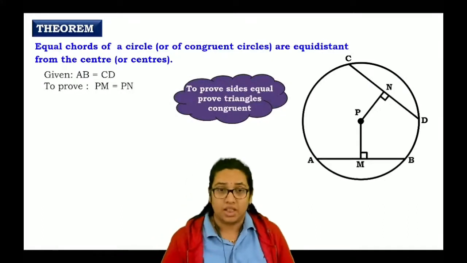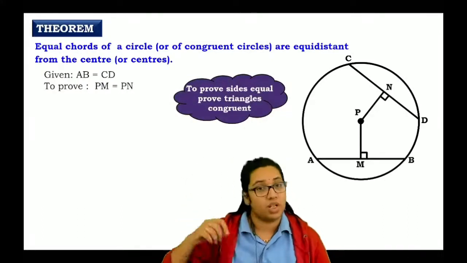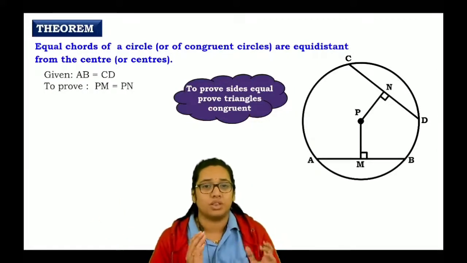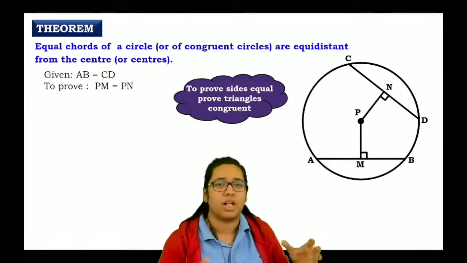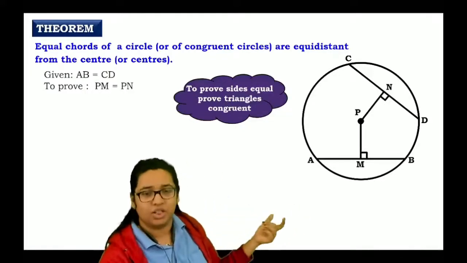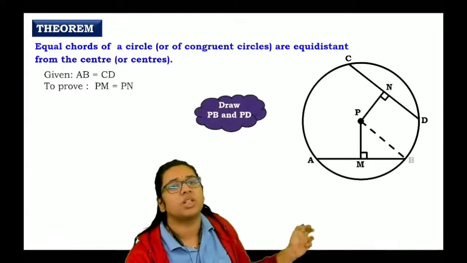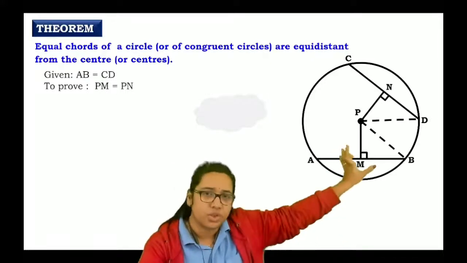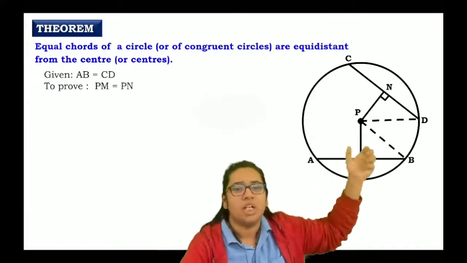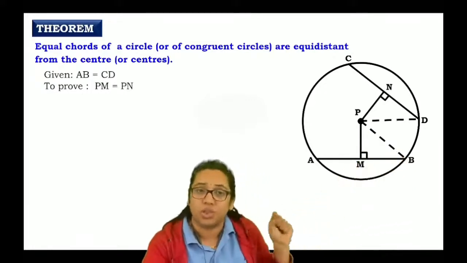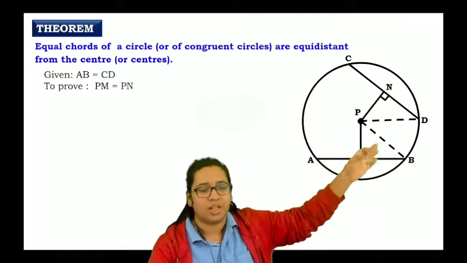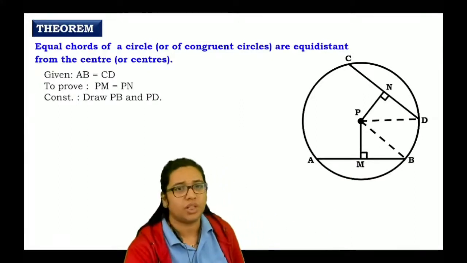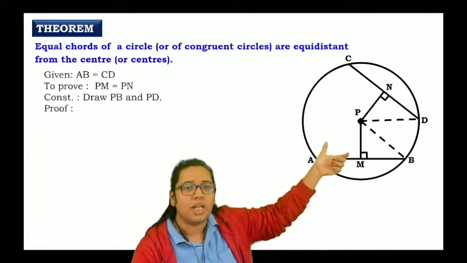Again, to prove this we are going to use CPCT, and for that we must show that the given triangles are congruent. But before that, are you able to see a triangle here? Not exactly, right? So we'll just draw two lines, PB and PD. We know that B and D are points on the circle, so obviously PB and PD are nothing but radii here. Okay, so now draw PB and PD.